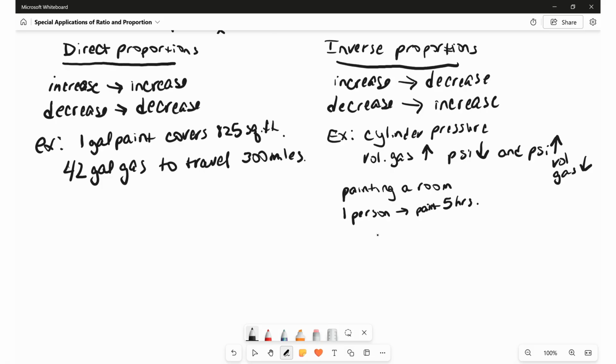So as the number of people increases, the time decreases. So that's one way that we can think about inverse proportions.